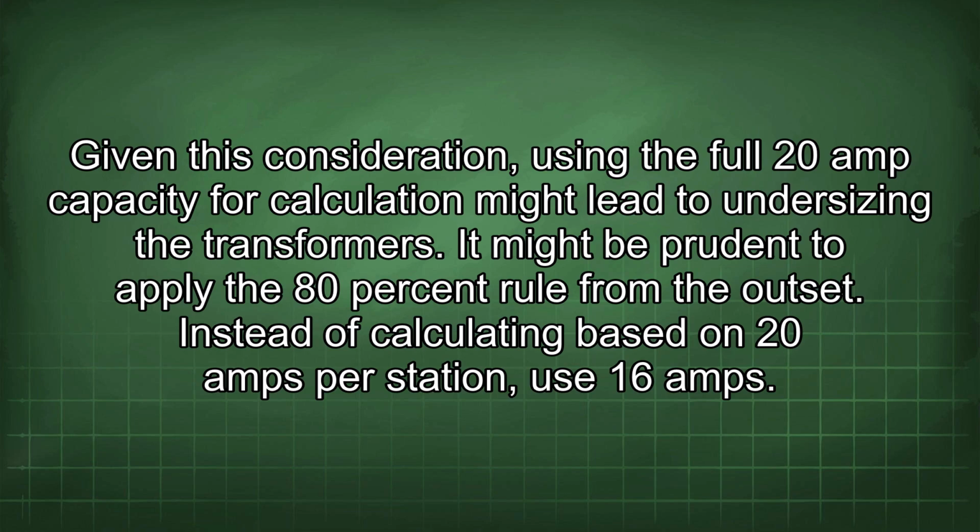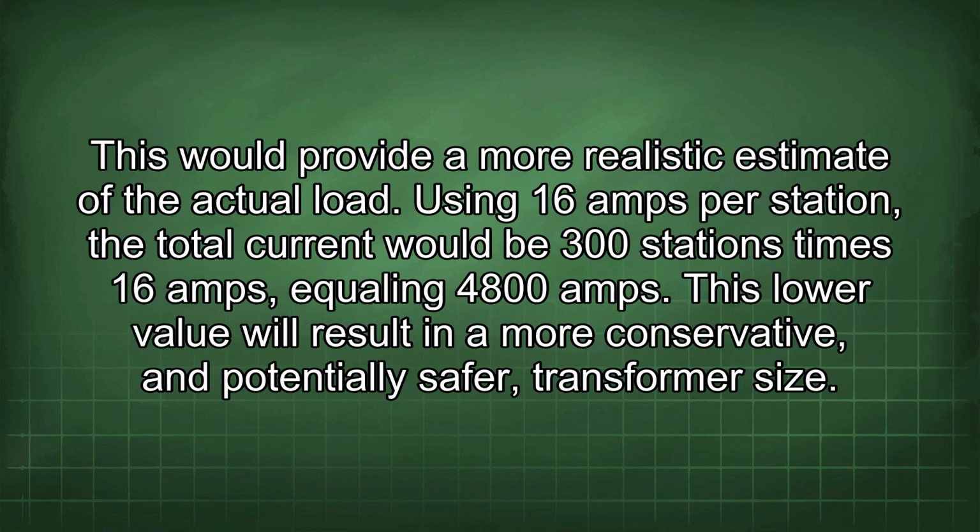Instead of calculating based on 20 amps per station, use 16 amps. This would provide a more realistic estimate of the actual load. Using 16 amps per station, the total current would be 300 stations times 16 amps, equaling 4,800 amps. This lower value will result in a more conservative and potentially safer transformer size.